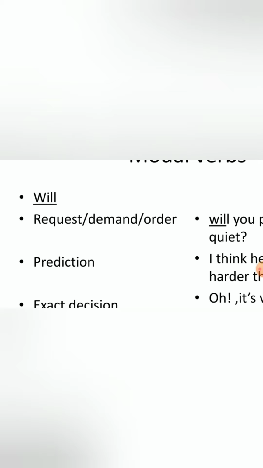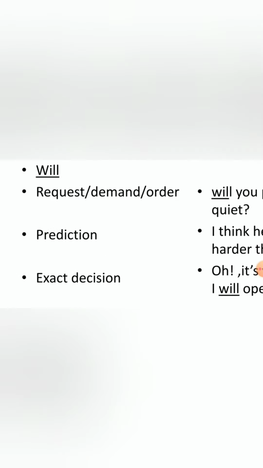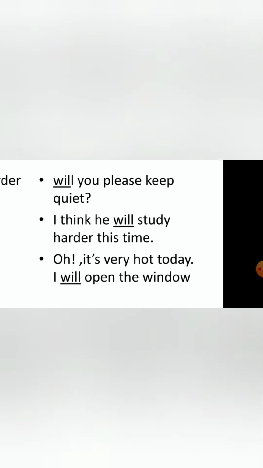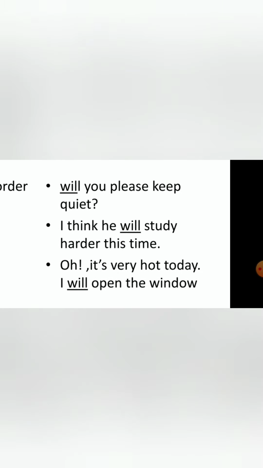So, here we have three functions for the modal verb will. They are request, demand, order. Prediction, exact decision. So, request, demand, order. The example, will you please keep quiet? It comes under request because you are using the keyword please. Right? Otherwise, maybe you can call it an order.